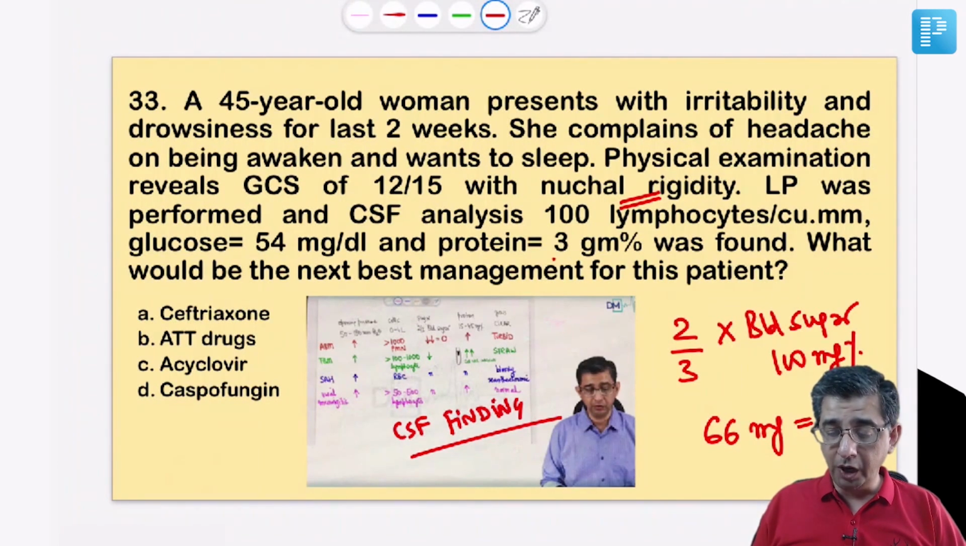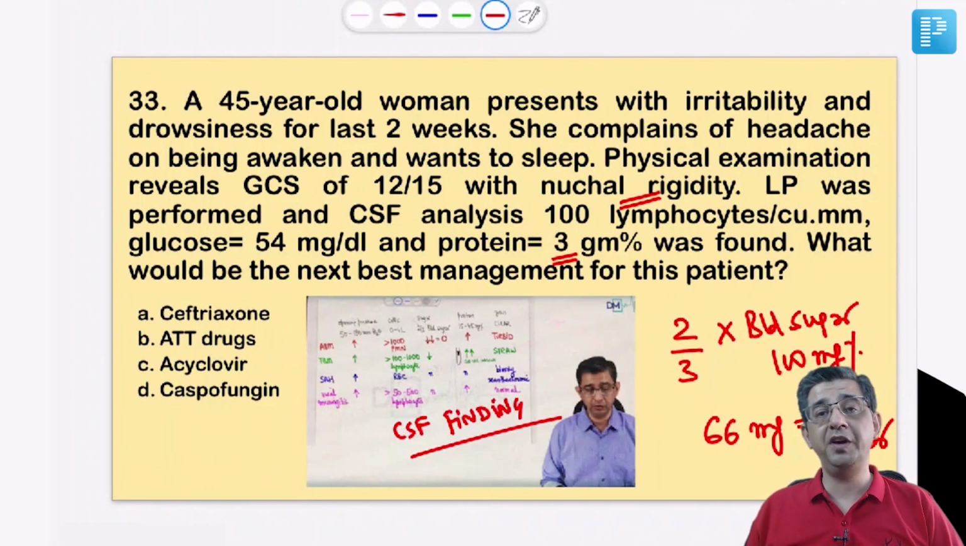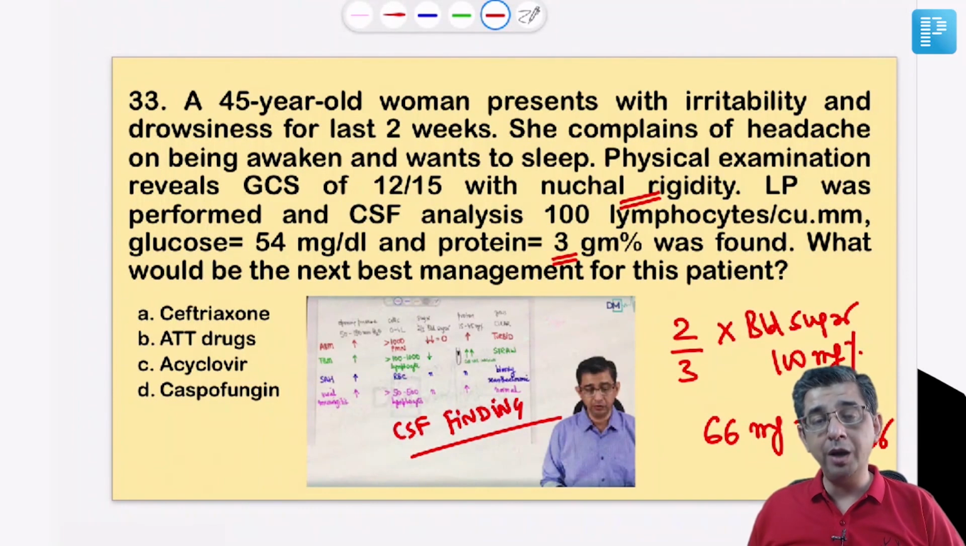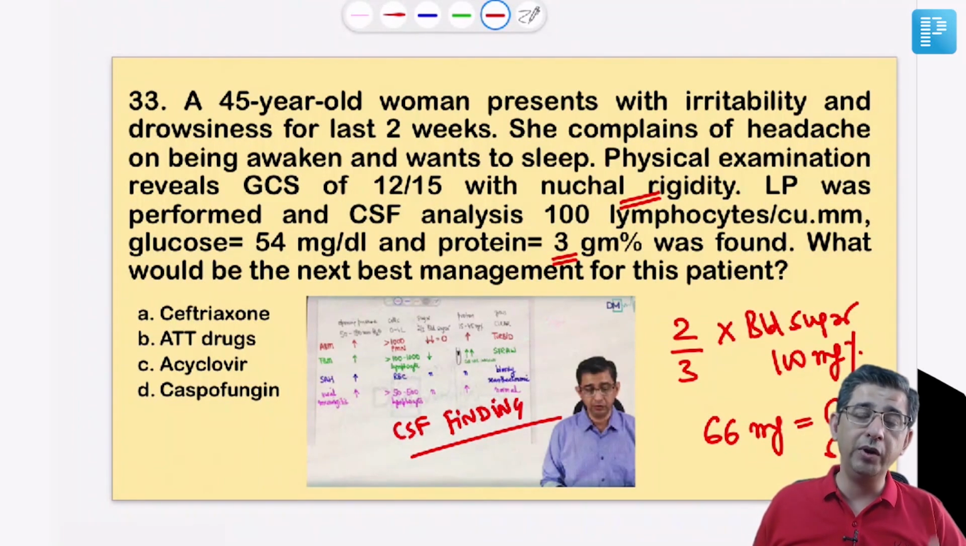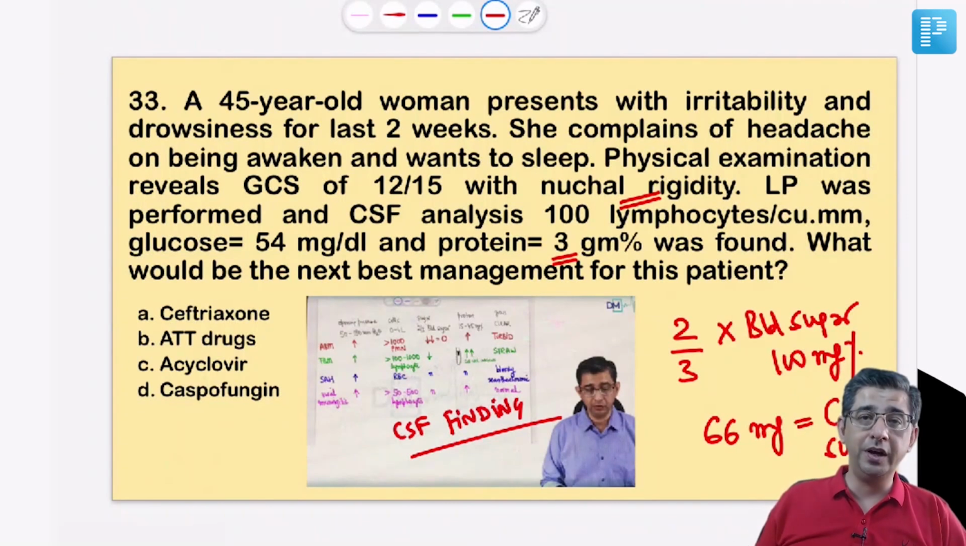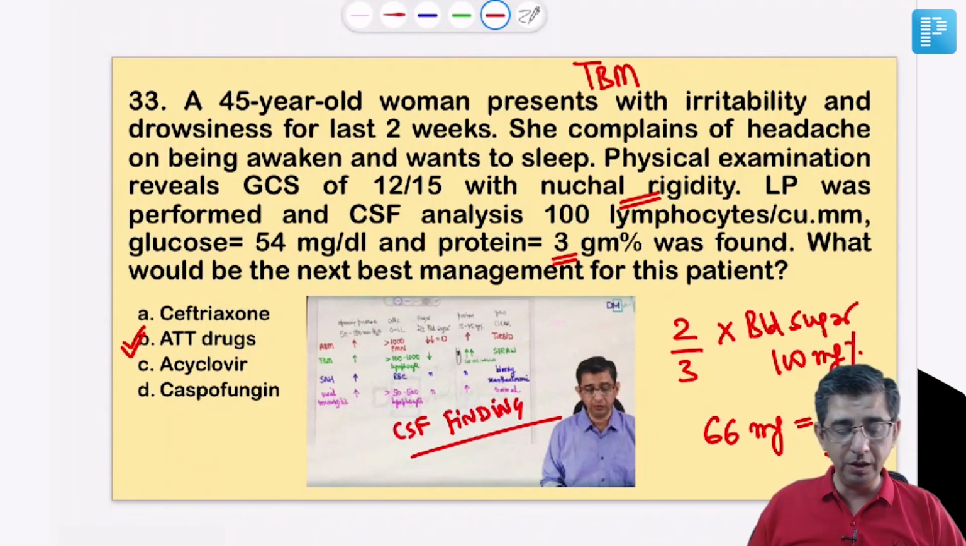Proteins are markedly elevated. Normal proteins in the CSF are 15 to 45 milligram percent. Look at the value here, 3 gram percent. This is going to cause a cobweb coagulum. So the question is giving you a diagnosis right away that this could be tubercular meningitis, and because we are making a diagnosis of tubercular meningitis, we will be starting our patient on anti-tubercular drugs.